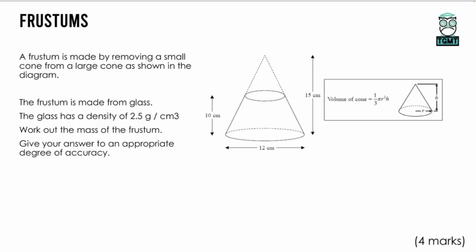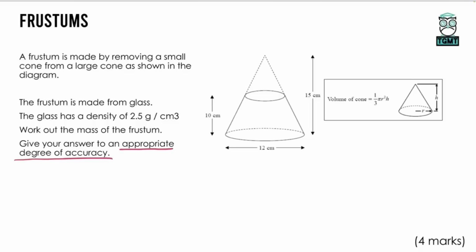But it says here the frustum is made from glass, and the glass has a density of 2.5 grams per centimetre cubed. Work out the mass of the frustum and give your answer to an appropriate degree of accuracy. That last line is quite interesting as well, an appropriate degree of accuracy. That means we sort of have an option of how we want to round it.